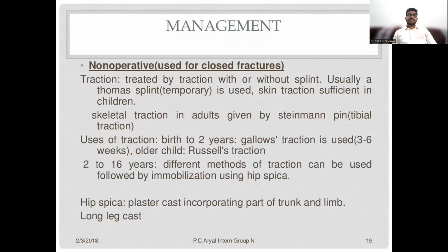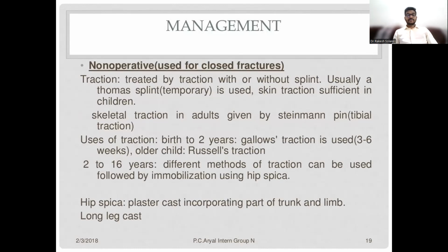Non-operative management is used for closed fractures, treated by traction with or without a splint, usually a Thomas splint, which is used temporarily. Skin traction is sufficient in children, and skeletal traction is given in adults or if there is displacement. For birth to 2 years, Gallows traction is used for 3 to 6 weeks, and for older children, Russell traction is used.